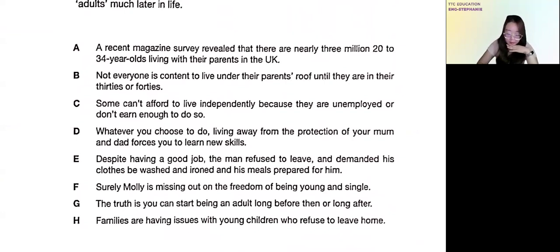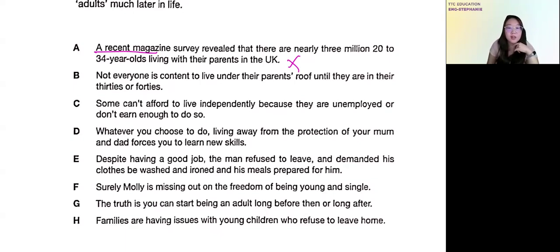We go through one by one. The first one, a recent magazine. We did not talk about any magazine just now. Okay, so definitely this one is already considered tak boleh. And they talk about 3 million, 5 million, all this numbering, tak boleh.